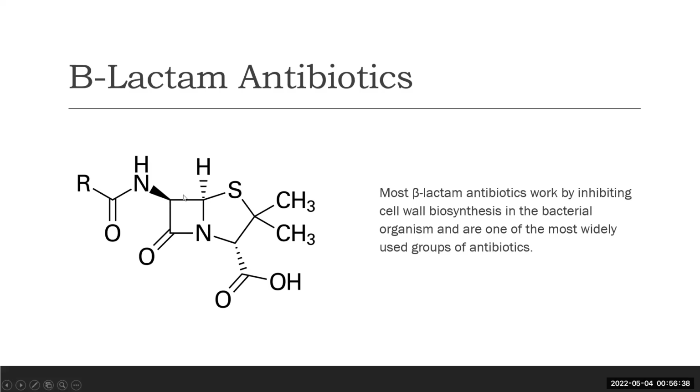And it's this four-membered ring that is, as you know, four-membered rings are unstable. They have a lot of ring strain, and so it's very reactive. And we're going to find out what it does, right? So they generally work by inhibiting cell wall biosynthesis in the bacterial organism. And these are definitely one of the most widely used groups of antibiotics.